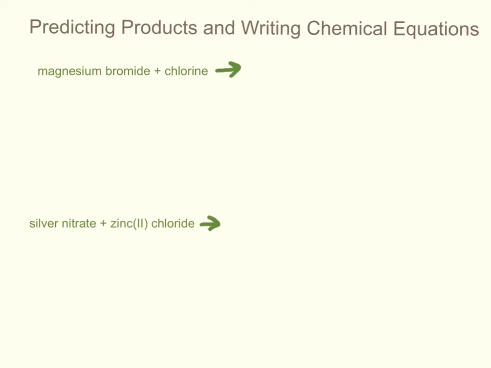And we are back. We are working on predicting products and writing chemical equations. The only thing different is that the reactants will be in word form. You will need to turn those into formula form and be able to predict the product and write it in both word form and formula form. So we're kind of coming down to the end here, where we're taking everything that we've done over the last month or so and using all of that.